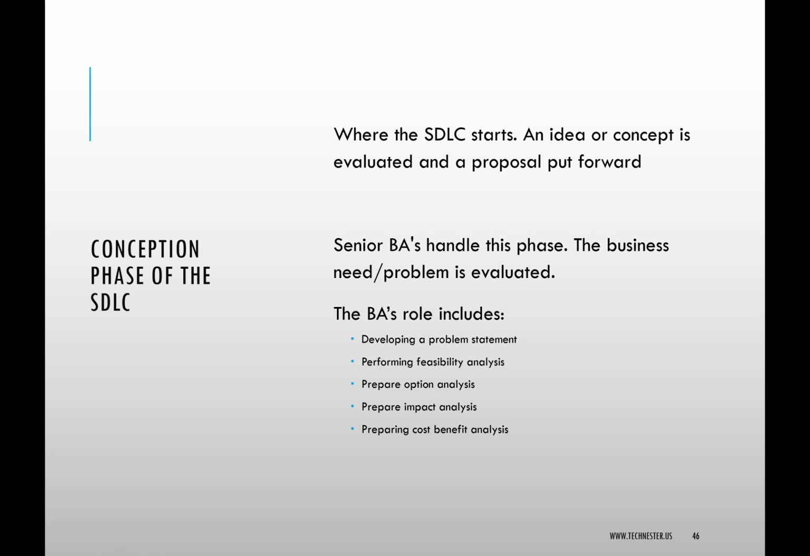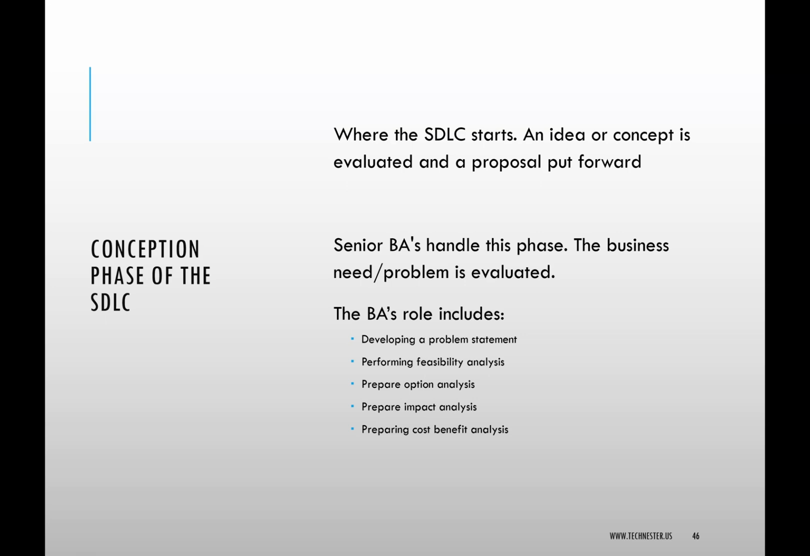But what does the BA do? The BA's role is to develop the problem statement. The BA's role is to perform feasibility analysis. So develop the problem statement, that is, tease out the problem and convert it into written form so that everybody can understand the problem. Perform feasibility analysis: check whether the problem we're even thinking about and the solution we're saying will solve that problem, whether it's feasible or not, whether that solution is realistic or not.